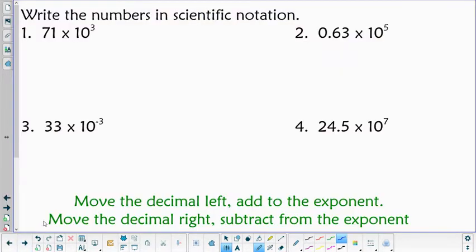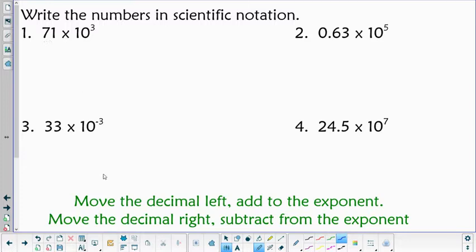All right, so this is just some more review. Write the numbers in scientific notation. Here's the new part that we did not talk about. If you're looking at these, all 4 of these are already written in scientific notation because I see the times 10 to a power. The problem is, if you notice, 71 is not between 0 and 10. So I have to fix it.